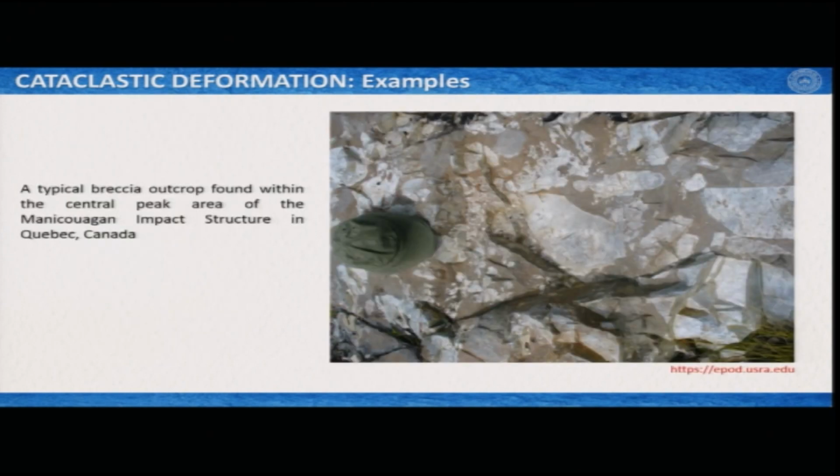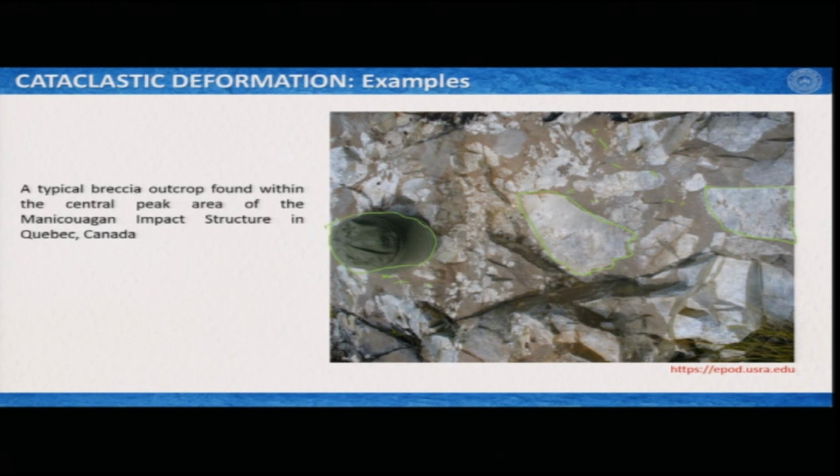Now, here are some other examples. This is a typical breccia outcrop in Canada, and you can see this hat is the scale, and you see these angular grains here, or these are not grains actually, these are clasts. They are hosted within the fine-grained matrix. So, this is an example of cataclastic deformation.